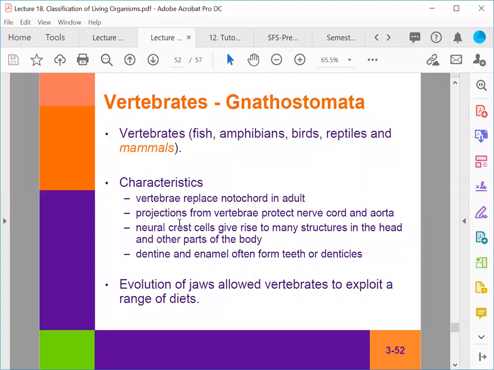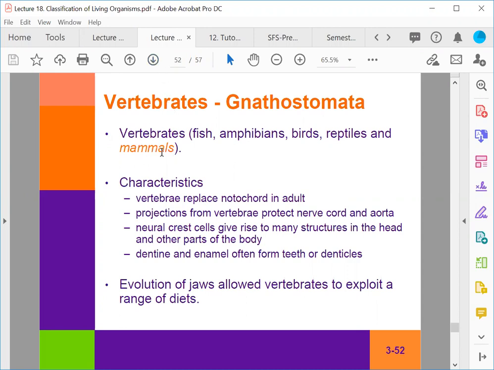Another characteristic is the presence of these very unique cells within the developing embryo, which basically detach. These cells, called neural crest cells, will detach and move throughout the embryo to their final resting place, and they give rise to various structures within the organism. Another characteristic: dentine and enamel, which often form teeth or denticles.